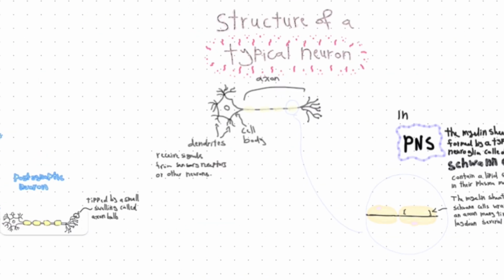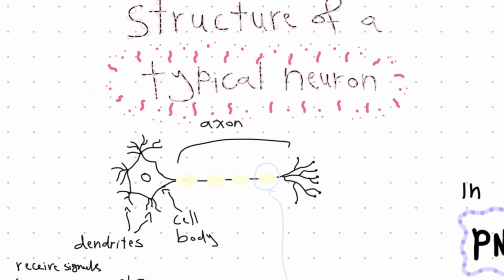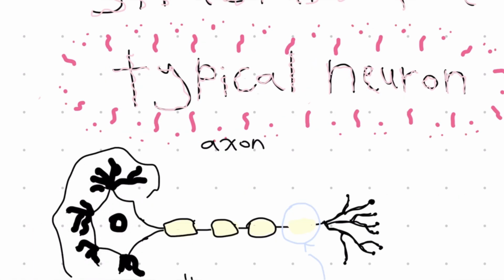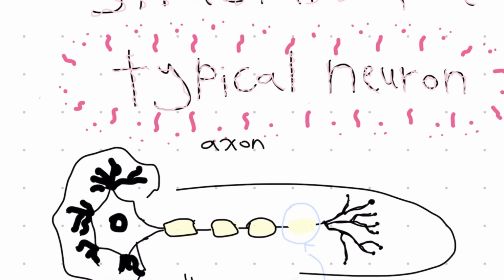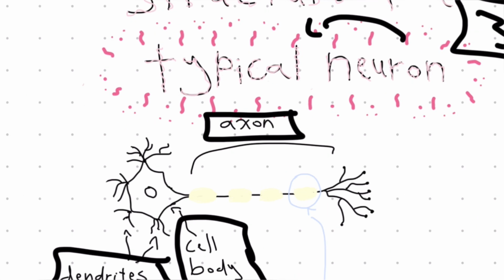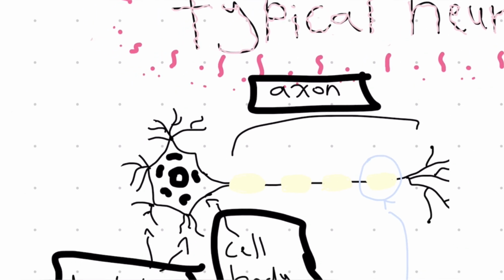Let's look at the neuron structure. So we have the structure of a typical neuron. A neuron is said to be typical when it has many dendrites and one axon: the cell body, the dendrites, and the axon. The cell body contains the nucleus and organelles. It is the metabolic center of the cell.